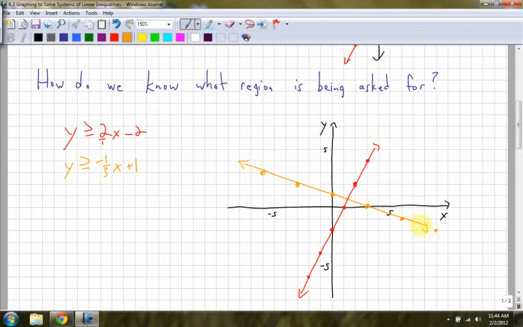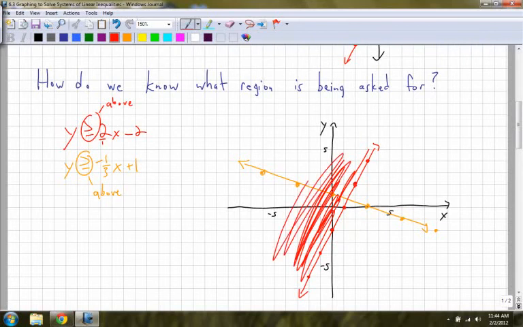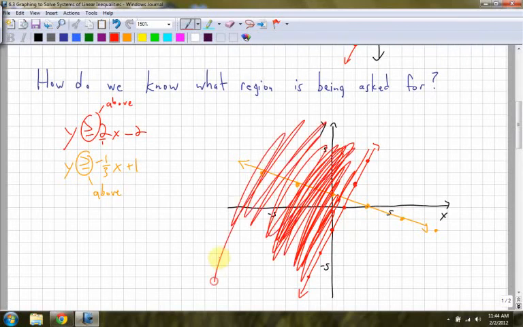And we have to figure out where to shade. Well, this one says greater than or equal to my red line, and greater than or equal to means above. Sometimes it's kind of hard to figure out where is above the line. But I can kind of know, above the line is going to be up here, below the line is going to be down there. So I shade above. I shade everywhere above. The other one I also shade above. So below would be down here, above is up here, so I shade above.